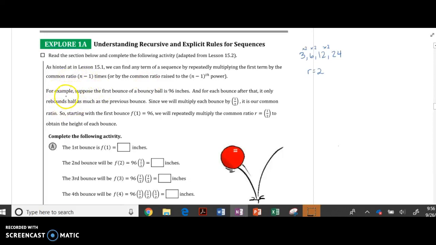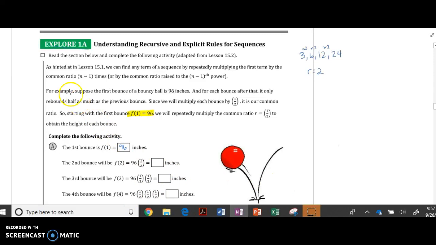But anyway, for example, suppose the first bounce of a bouncy ball is 96 inches, and for each bounce after that, it only rebounds half as much as the previous bounce. Since we will multiply each bounce by 1/2, it is our common ratio. So starting with the first bounce, f of 1 equals 96, we will repeatedly multiply by the common ratio, r equals 1/2, to obtain the height of each bounce. It already told us that the first bounce is 96. So the first time the ball bounces, it's 96 inches high. And then the second bounce will be half as much as that, so we multiply 96 by 1/2, which is just 96 divided by 2, right?